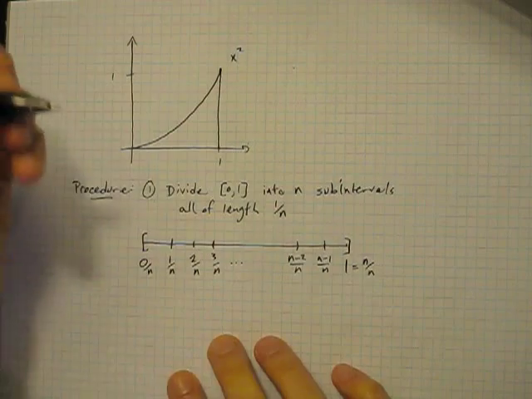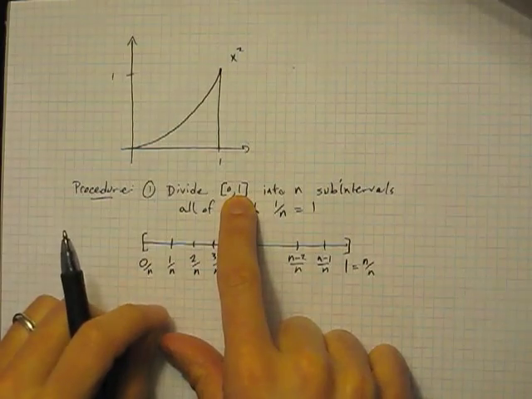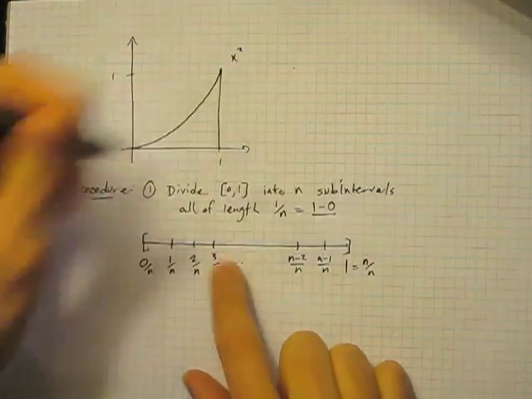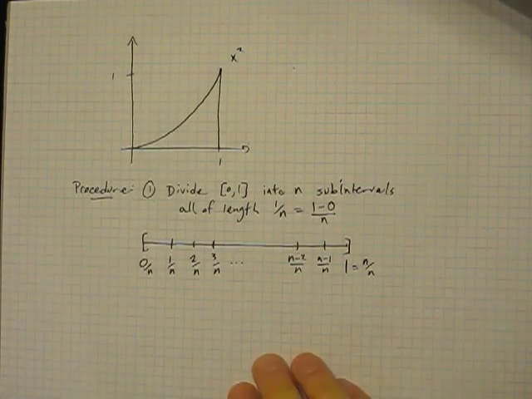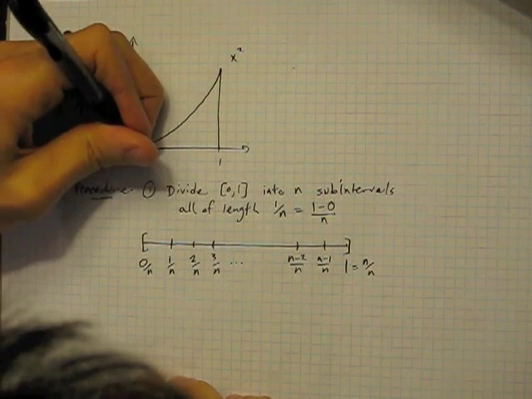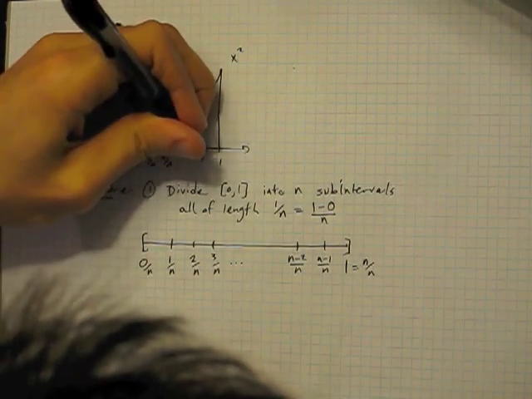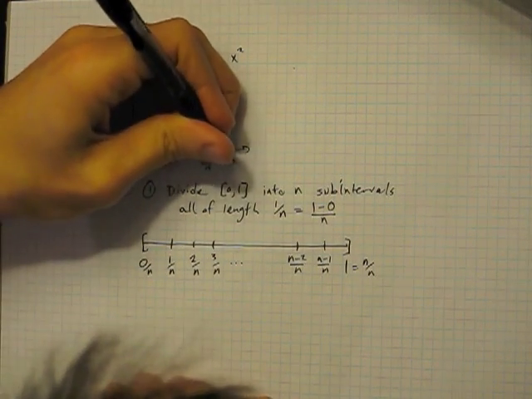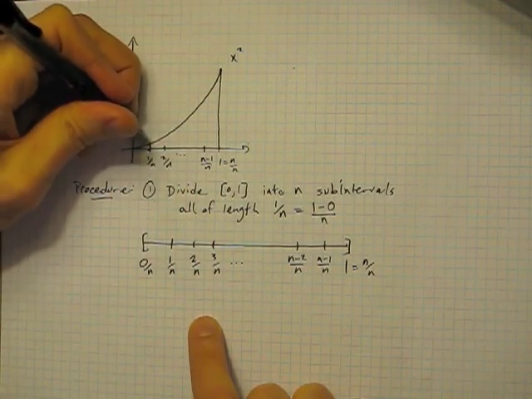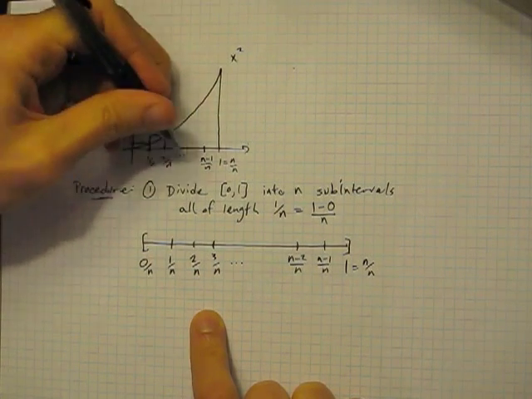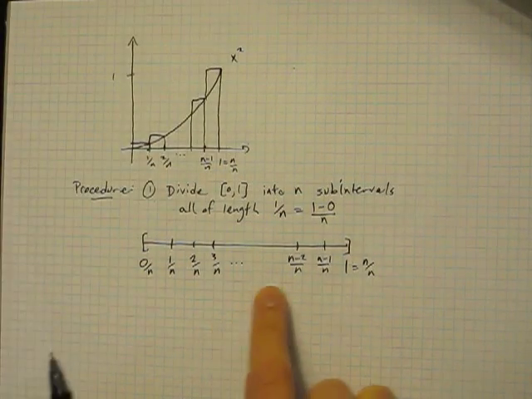Okay. So notice, how did we get this? We got this by taking the right endpoint and subtracting away the left endpoint and dividing by n. Okay. So this is our first step. This is going to give us a sequence of endpoints to use for our rectangles. Okay. So these are going to be our rectangles like this.